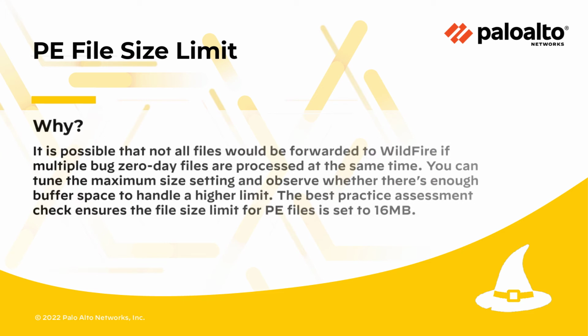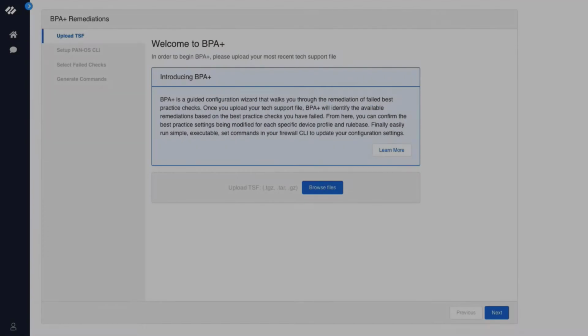It is possible that not all files would be forwarded to WildFire if multiple bug zero-day files are processed at the same time. You can tune the maximum size setting and observe whether there's enough buffer space to handle a higher limit. The best practice assessment check ensures the file size limit for PE files is set to 16 megabytes.